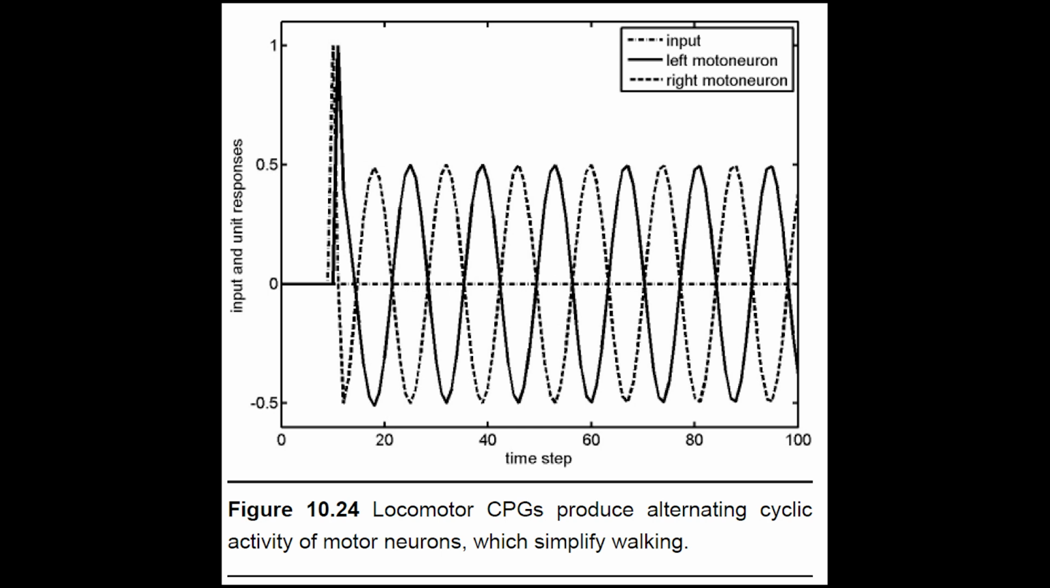CPGs of respiration. Getting oxygen is one of the most essential functions that an animal needs to perform for survival. As such, involuntary control of respiratory muscles through CPG activation is likely an evolutionary older mechanism.